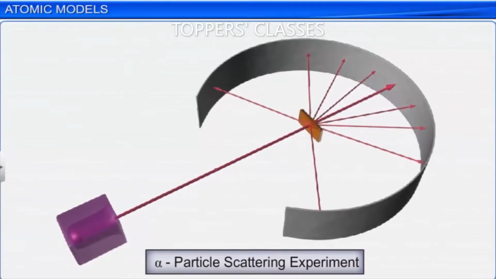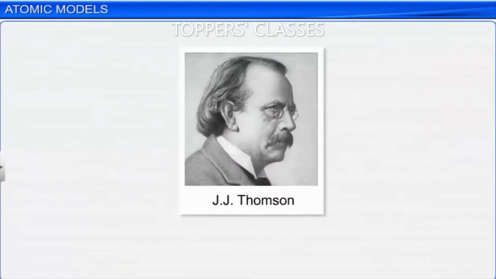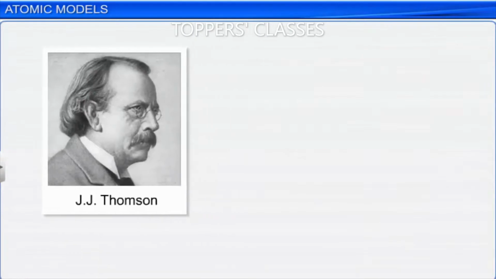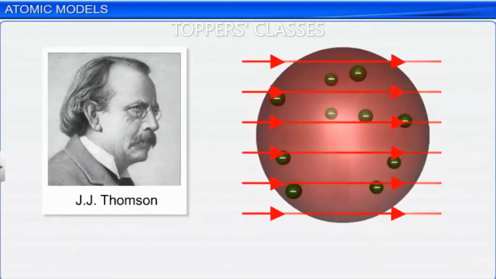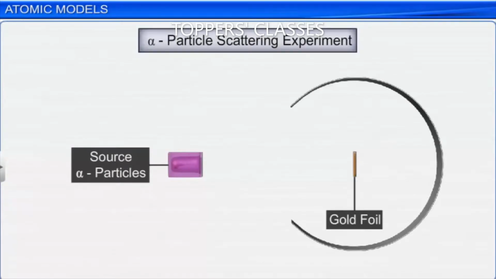If Thomson's model is correct, then all the alpha particles should pass through the gold foil almost undeflected. This is because the entire mass and positive charge is uniformly spread throughout an atom. However, the observations were quite contrary to these expectations. The following are the unexpected observations made in this experiment.